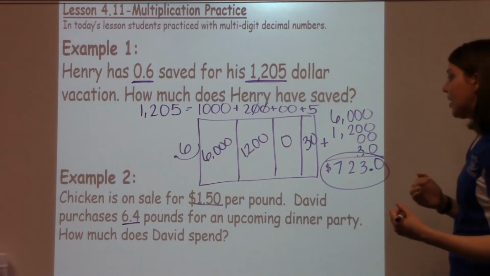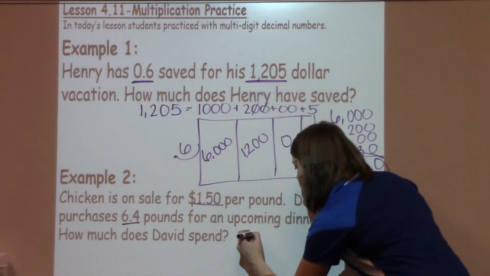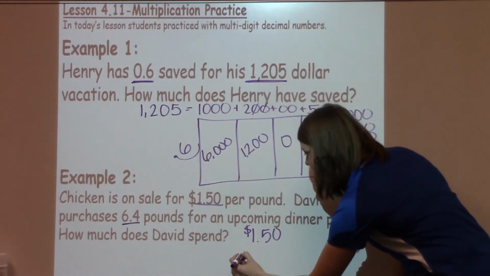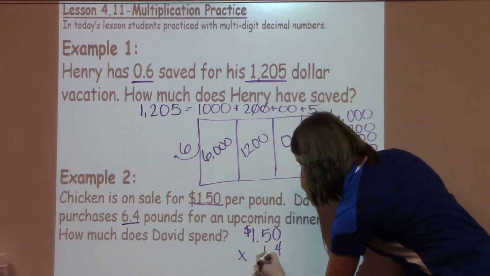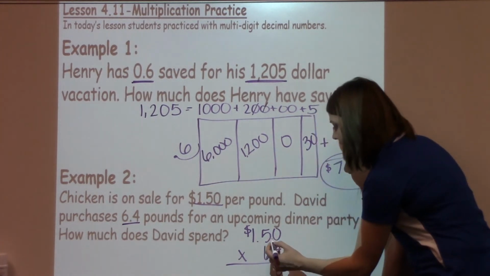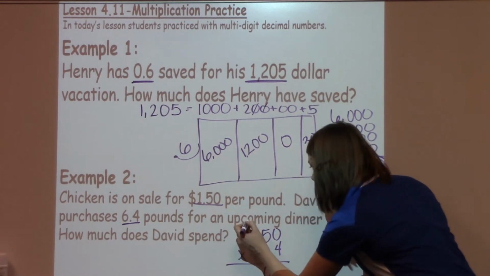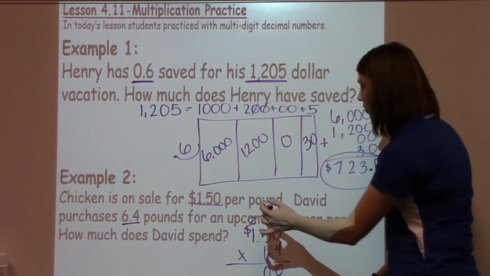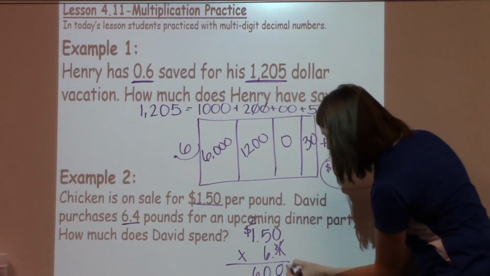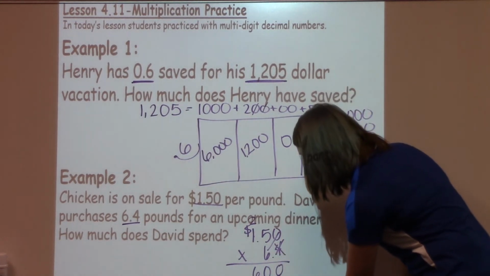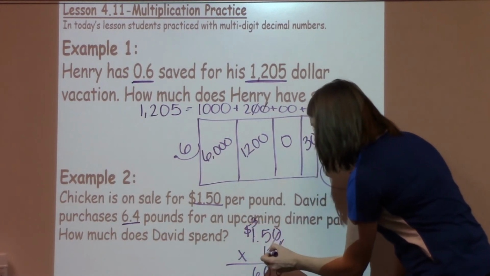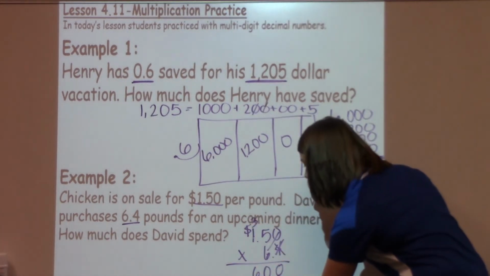Well, the very first thing I'm going to do is solve this one traditionally, and I'm going to write down my $1.50. And I'm going to multiply that by my 6 4/10 pounds. Solving traditionally, I have 0 times 4, which is 0, 5 times 4, which is 20, and then I've got 1 times 4, which is 4, plus 2 more is 6. Cross off the 4 because I've used it, put my 0 down as my placeholder. 0 times 6 is 0, 5 times 6 is 30, and then I've got 1 times 6, which is 6, plus 3 more is 9.